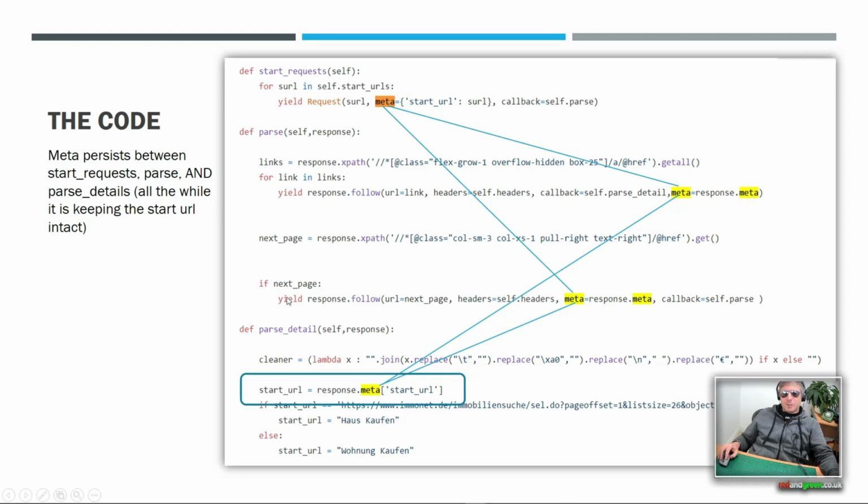Or if you're at your 25 listings per page, so once you've hit your 25th, you want to go on to the next page. So then the start URL persists, and then it keeps within the pass function, so that when you get to the first result on the second page, it will also then trickle down into pass underscore detail. And you can already see my conditional if start URL. It's a little bit obscured, but it's saying if it's that URL, then we want to save it as Haus kaufen, which is German for buy a house, else Wohnung kaufen, which is apartment to buy.